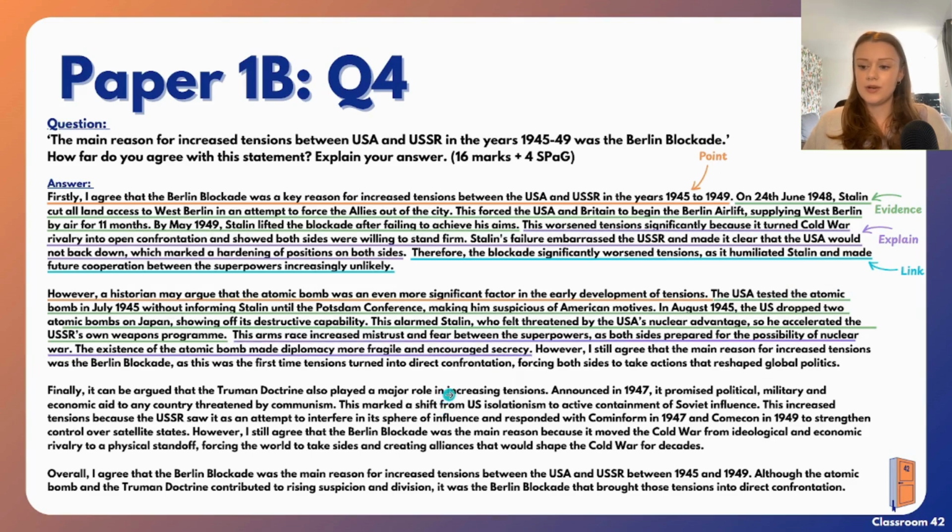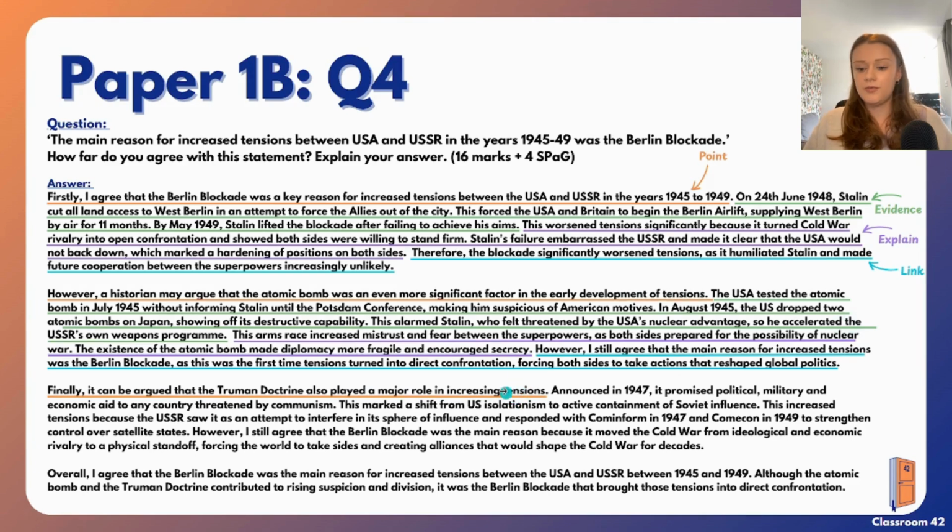Then we're going to explain why this increased tension, so we're just reiterating that this arms race increased mistrust and fear in the superpowers as both sides prepared for the possibility of nuclear war. And then finally, we're still linking back to the question. As I mentioned earlier, here's a really great way to bring in your judgment once again. You can see here I've said, "However, I still agree that the main reason for increased tensions was the Berlin blockade, as this was the first time tensions turned into direct confrontation, forcing both sides to take action that reshaped global politics." So although I've explained why the atomic bomb was an important factor, I'm still reiterating that I think the Berlin blockade was the most important reason.